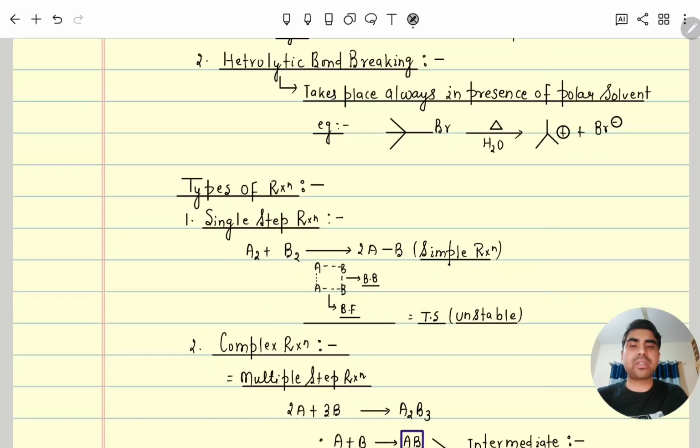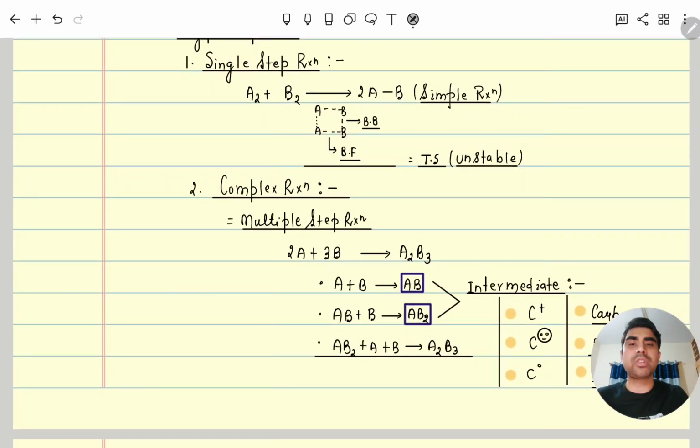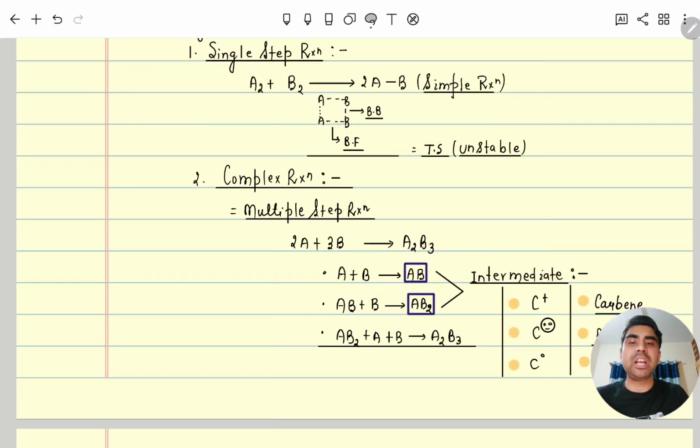Now types of reaction. There are two types of reaction: one is a single step reaction and the other is a complex reaction. A single step reaction is an elementary reaction. For example, suppose A2 and B2 form 2AB product. Here the A-A bond breaks and the B-B bond also breaks, and a new bond A-B is formed. This state is called the transition state, and after that the product is formed.